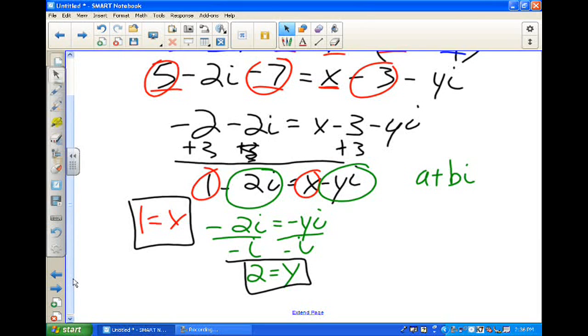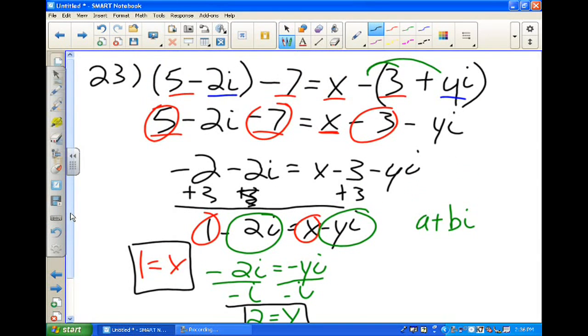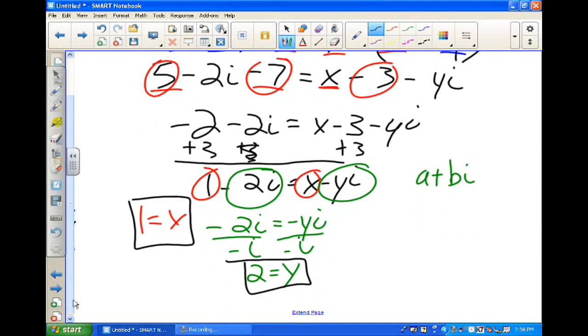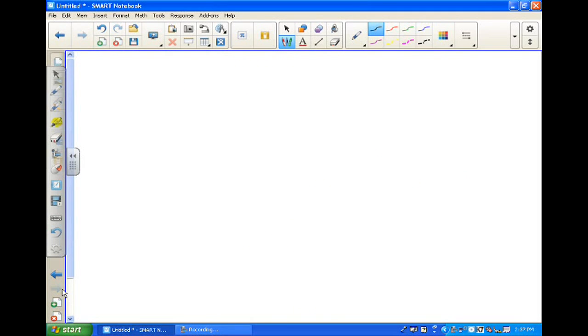So just to restate what we did: we separated the real and the imaginary parts, then solved for x, and then solved for y. Anything with an i was imaginary, and we took that, set up a separate equation, and solved for y. Any real number, we combined like terms, separated, and set equal to x, and in this case we didn't have to solve. It was already 1.